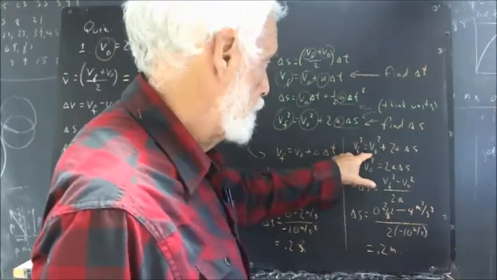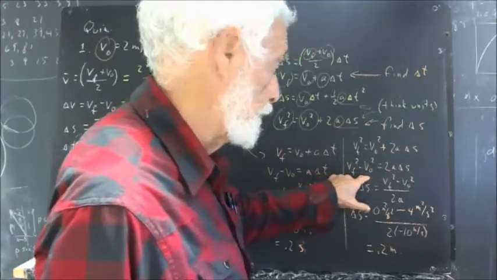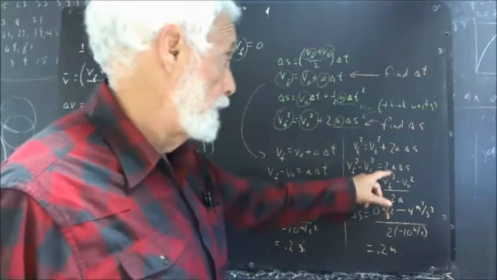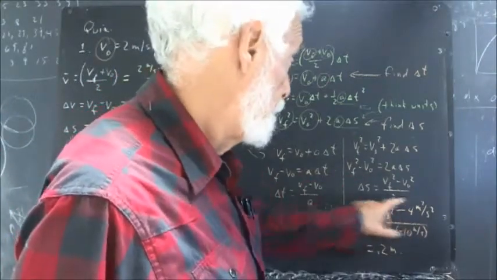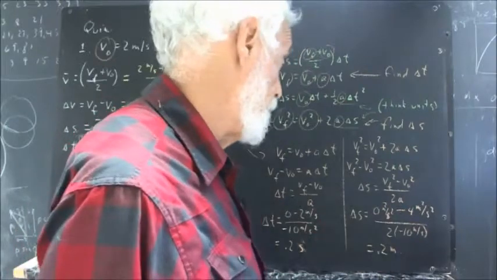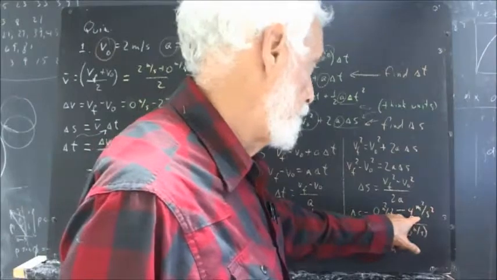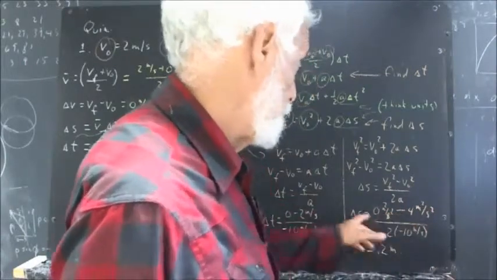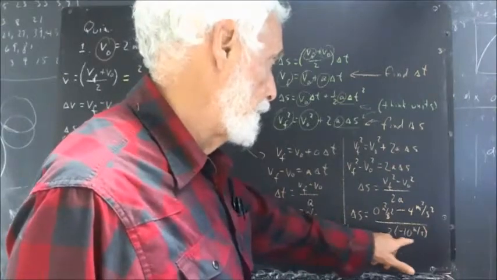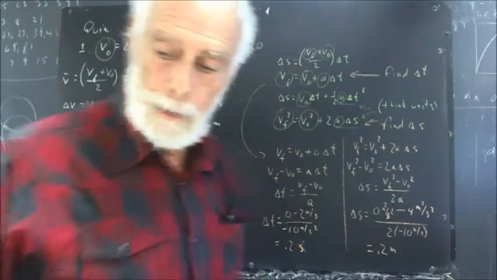We subtract v naught squared from both sides. We get 2a delta s equals vf squared minus v naught squared. We then divide both sides by 2a, getting delta s equals vf squared minus v naught squared divided by 2a. And then we plug in our vf of 0 and our v naught of 2 meters per second and square those, subtract. Our denominator is 2 times the negative 10 meters per second squared.